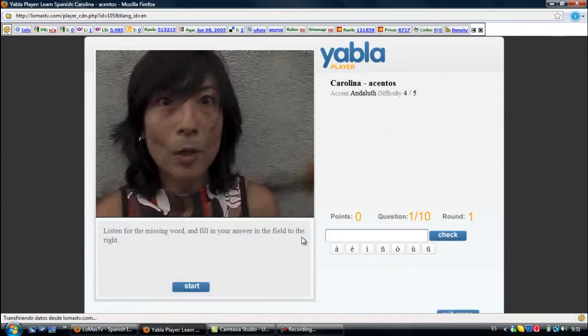Also, what's really cool is to play games. So let's play the game. It says listen for the missing word and fill in your answer in the field to the right. And thank goodness they have the vowels with the accents and the ñ, so that we don't have to search for them on the internet or type in any wild codes to get them.